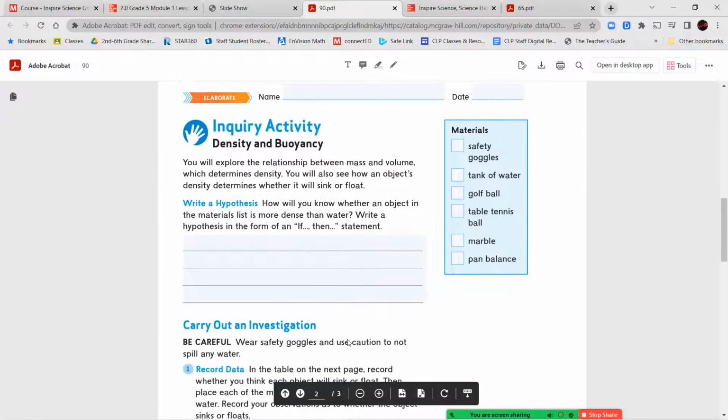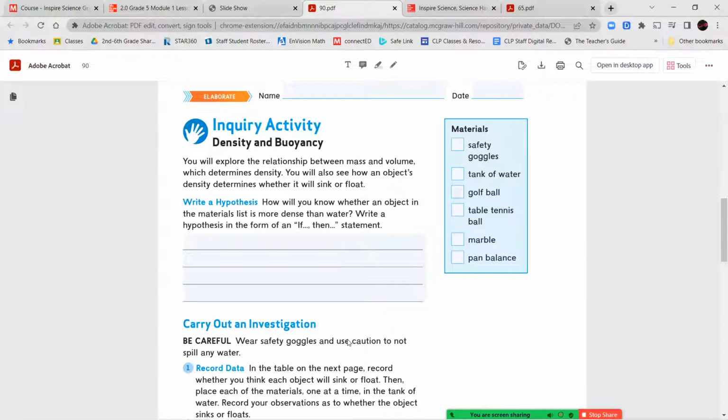All right, moving past this, we have another activity about density and buoyancy. We're going to explore the relationship between mass and volume, which determines density. You're going to also see how an object's density determines whether it's going to sink or float. Now, first, we're going to hypothesize.